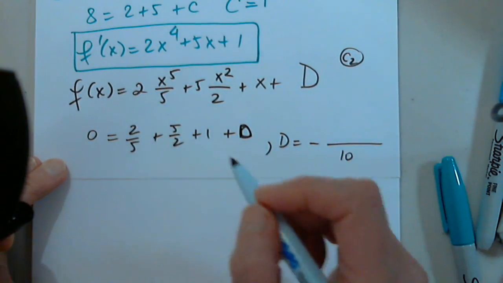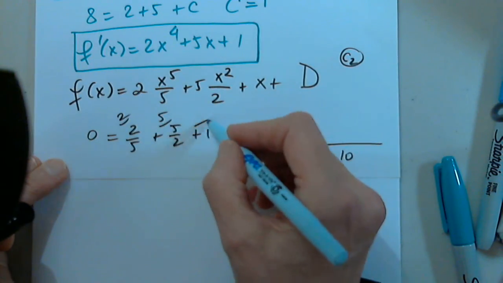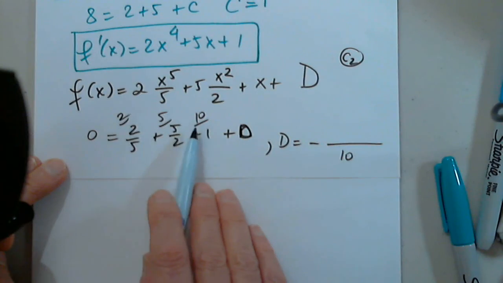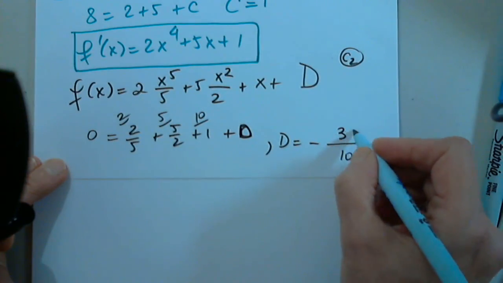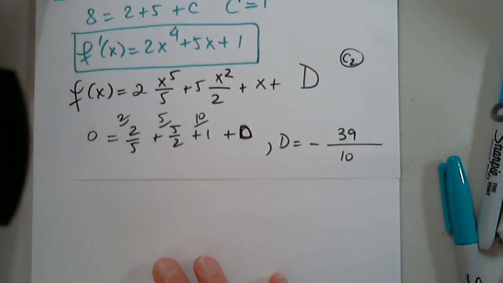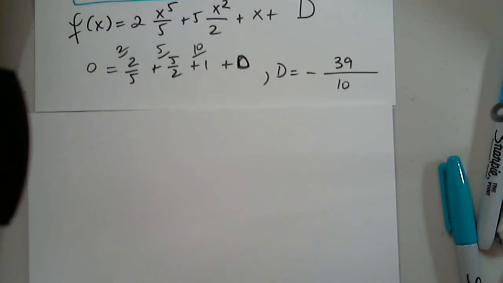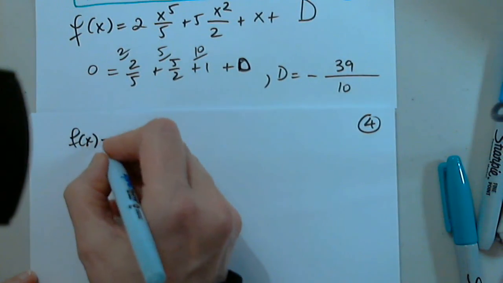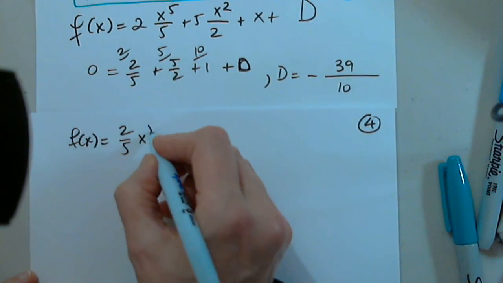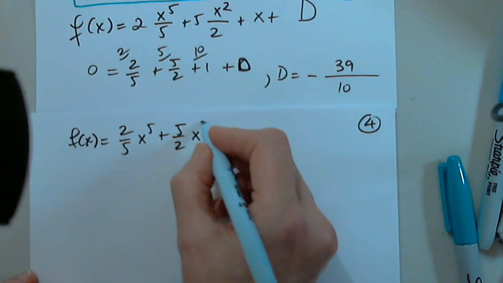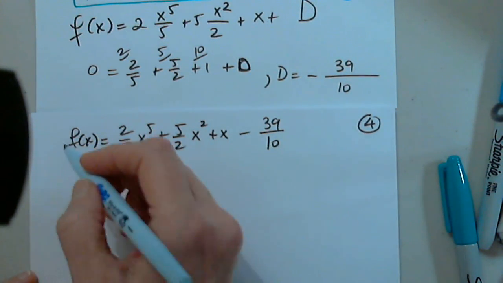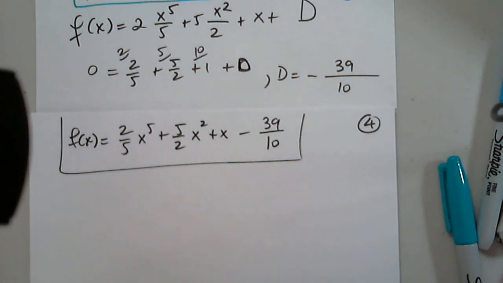And everything will be negative. So this is 2, and this is 5, and this is 10. 4 plus 25 plus 10 is 39. And this is it. So we determined the unique function, the only one: 2 fifths x to the fifth plus 5 halves x squared plus x minus 39 divided by 10. It's the only function that fulfills the given conditions, all of them.